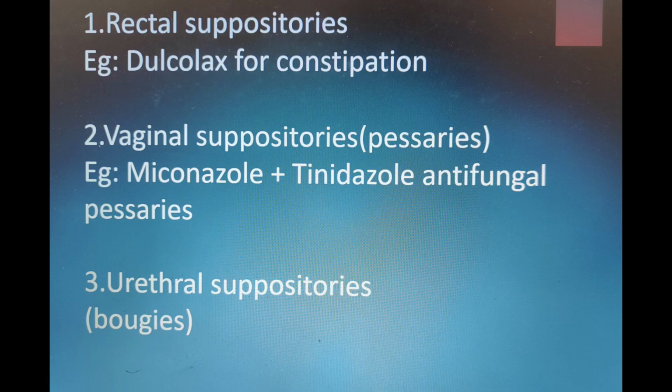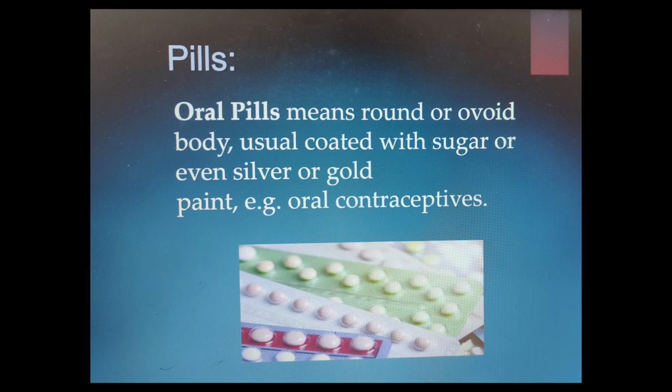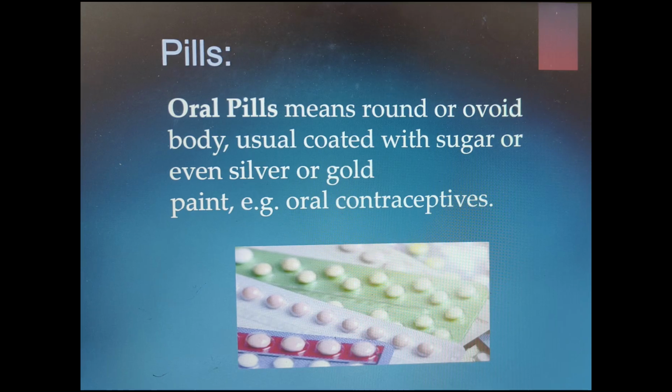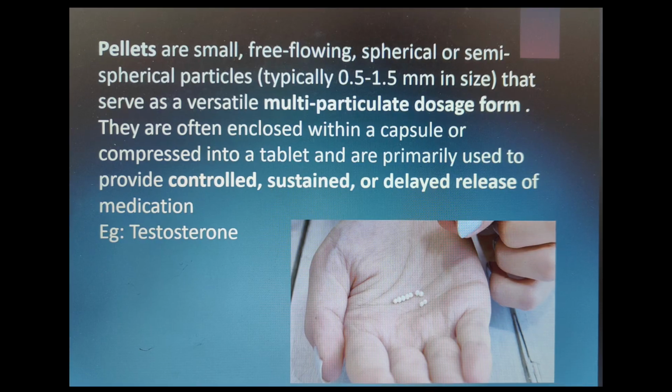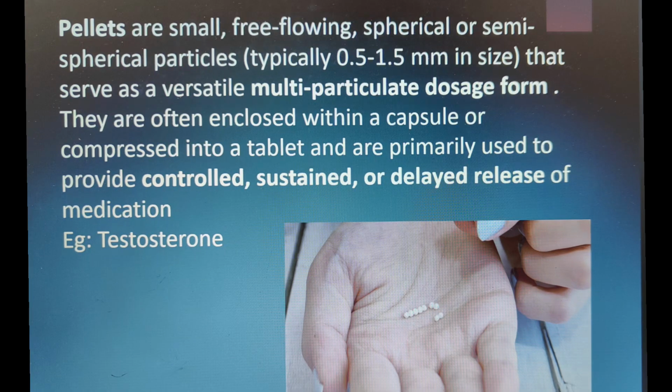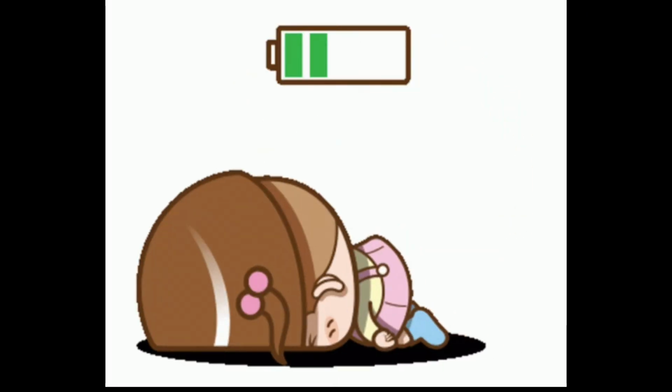These are oral pills which are round or ovoid shaped, usually coated. Example, oral contraceptives. These are pellets, the last form. These are small, spherical in shape, size ranging from 0.5 to 1.5 mm, which are often enclosed within a capsule or compressed into small tablets. They are primarily used to provide controlled, sustained or delayed release of medication. Example, testosterone. This is all about solid dosage forms.